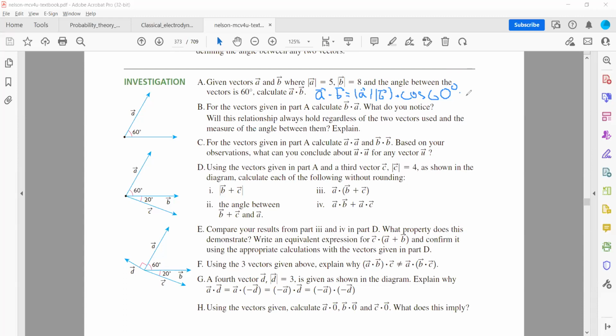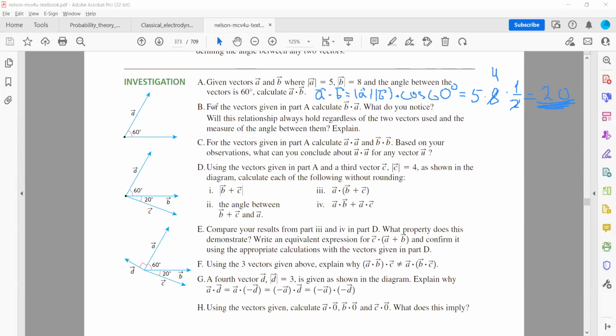Cosine of 60 degrees is 1 over 2. So 5 times 8 times 1 over 2 equals 20. We can see it here. If we simplify it, we get 4 here, 8 divided by 2. 5 times 4 is 20. So the answer is 20. The dot product equals 20. And take notice that it's a scalar quantity in the first place.